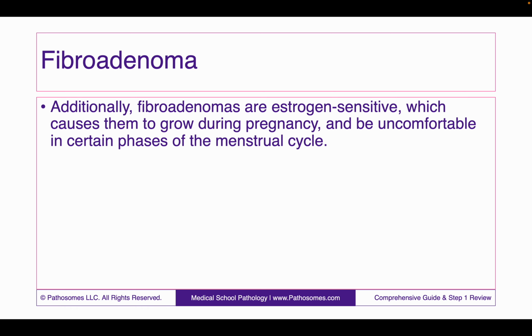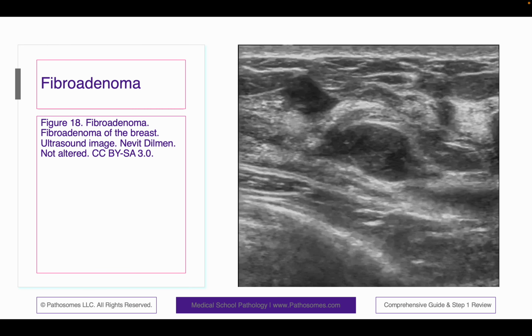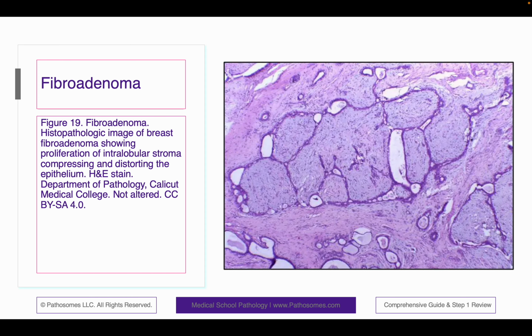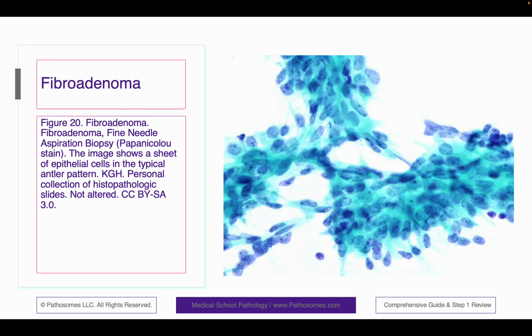Additionally, fibroadenomas are estrogen sensitive. And what does that mean? That causes them to grow during pregnancy and be uncomfortable in certain phases of the menstrual cycle. Here we have an ultrasound image of a fibroadenoma. And here we have histology of a fibroadenoma. And here we have an FNA of fibroadenoma.